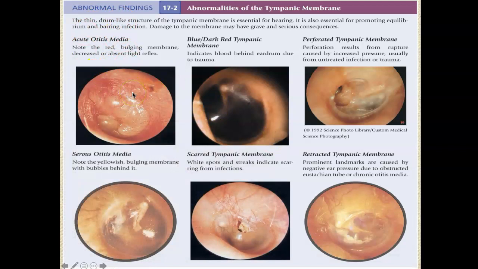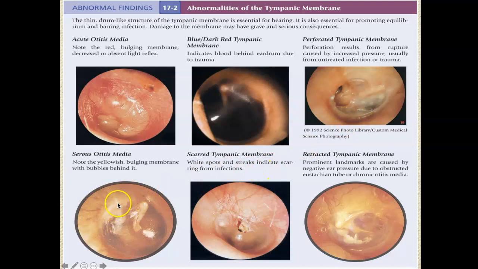Okay, let me see here. Here are some abnormalities of the tympanic membrane. This is basically just an acute otitis media, or just a general ear infection of that middle ear. This is some blood behind the tympanic membrane. It just accumulated back there. This is the tympanic membrane where it's perforated. They've got a hole in the eardrum. That's a perforated tympanic membrane.